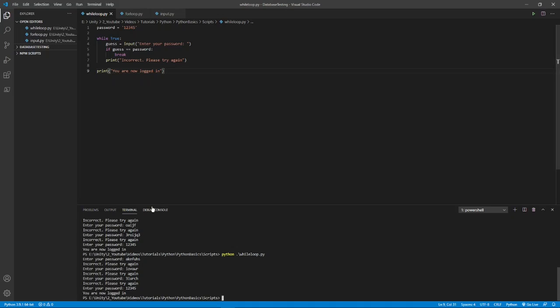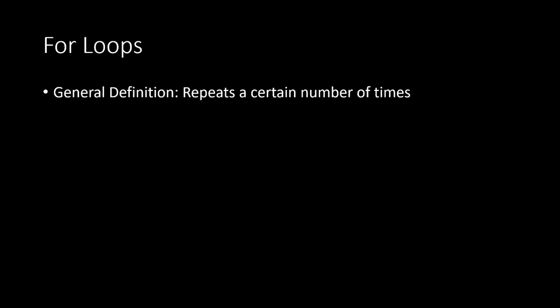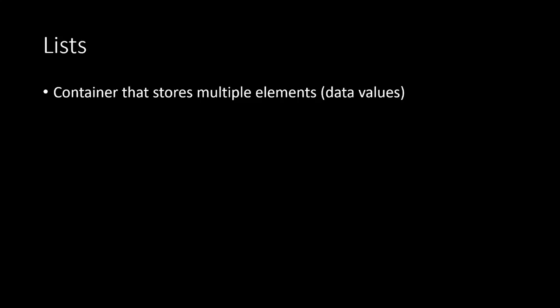So let's move on to for loops. The general definition of a for loop is that it is a loop that runs a certain number of times. However, in Python, they are slightly more complex than that. To understand for loops, we will first need to learn about lists, another data type that Python supports. A list is a container which can store multiple data values, also known as elements. For example, a list of names of plants may contain roses, violet, lavender, bottlebrush.